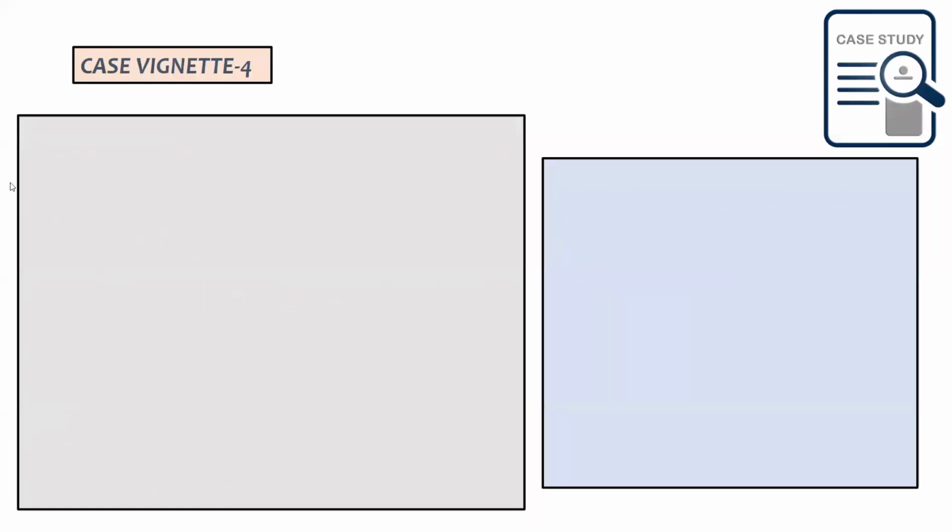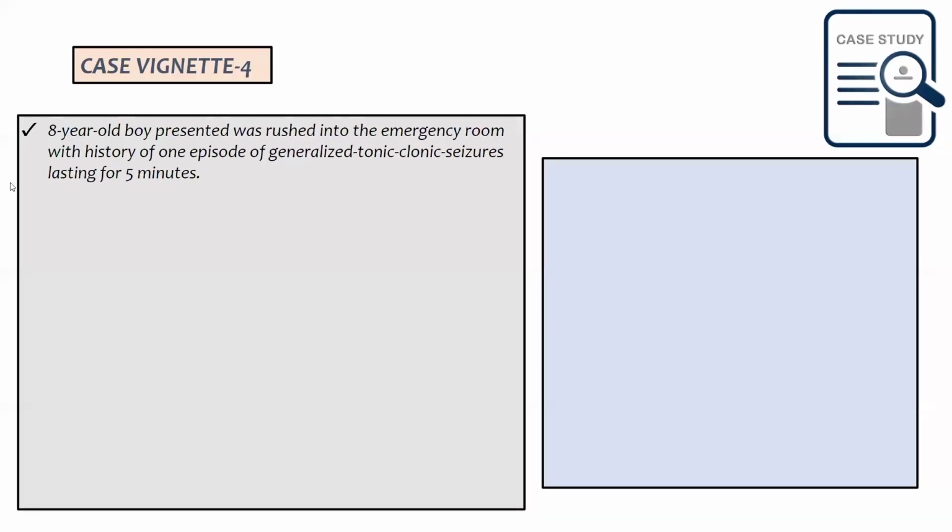All right. Let's go to the fourth case quickly. An 8-year-old boy presented to the emergency room again with history of one episode of generalized tonic-clonic seizures lasting for 5 minutes. I think I need inputs here because this child is 8 years old and he was brought to the emergency. So probably a febrile status. See, he's exactly at the borderline of 5 minutes. So it could be a status or could not be a status. And there's history of associated fever, cough, and cold.